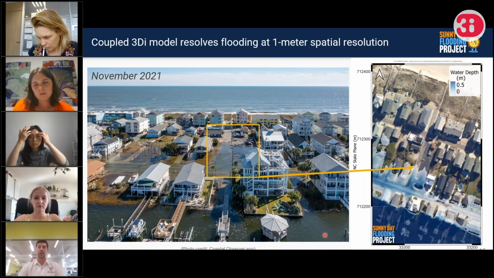Up on screen, we have a drone image from another flooding event in November 2021 and modeled floodwater depths from the corresponding time step in 3Di. The drone image and the 3Di flood extents agree that water extends halfway up the parking lot at this time step.